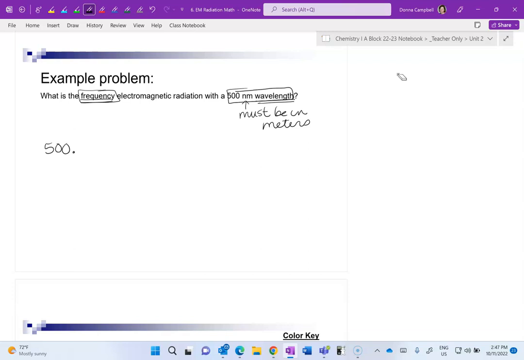500, and I'm going to go ahead and put a decimal here. Let's make it 3 sig figs, nanometers. You will recall there's 1 × 10⁹ nanometers in 1 meter. And when you do that all the way out, you get 5.00 × 10⁻⁷ meters. That is your lambda. You're looking for nu.